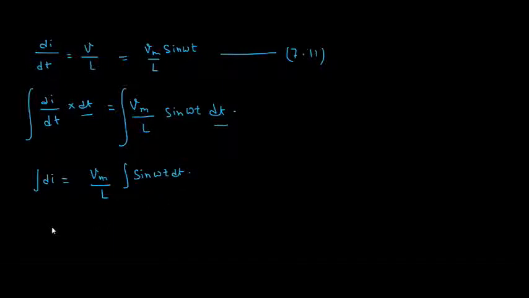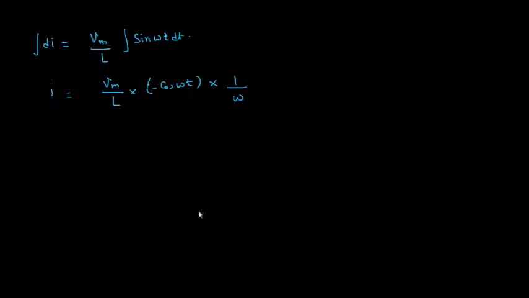Now by solving it, we get I, integration of di, is equal to Vm by L, then the integration of sine omega t is minus cos omega t, and the integration of omega t gives 1 by omega. Upon solving, we get I is equal to Vm upon omega L, with the minus sign, cos omega t, plus a constant that is called the integration constant.